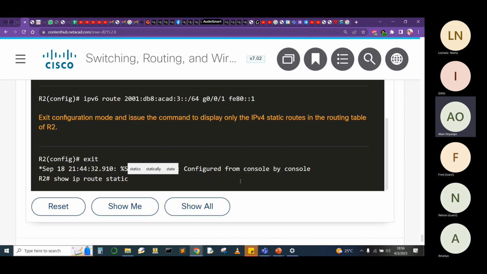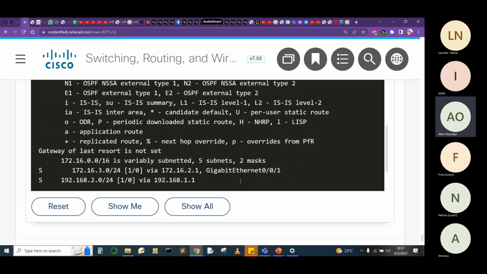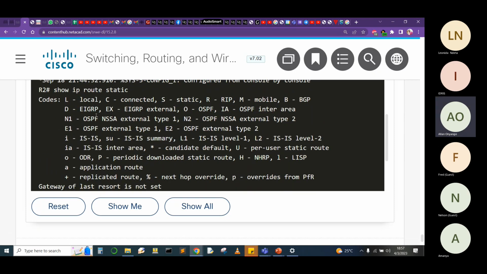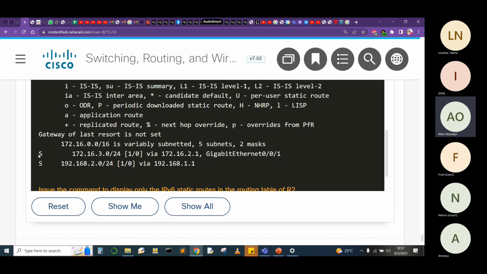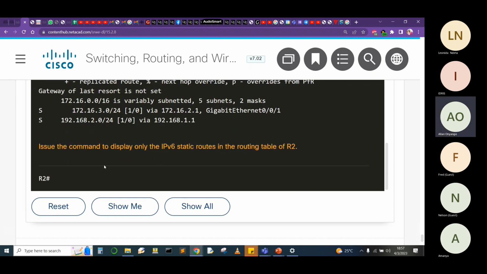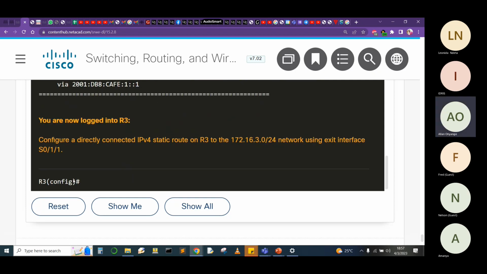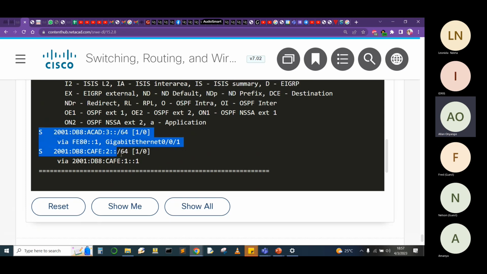So to display only IPv4 static routes, you say show ip route static, and you can see them here. The menu will always come there, but your routes are always right here. You see them with an S, for example. The only static routes we have are these two. All right, to display only IPv6 static routes in the routing table, you say show ipv6 route static, and you can see the routes right here.